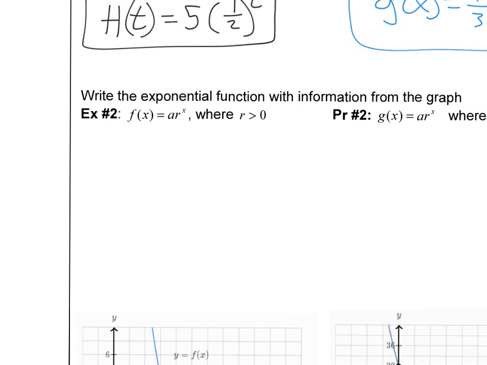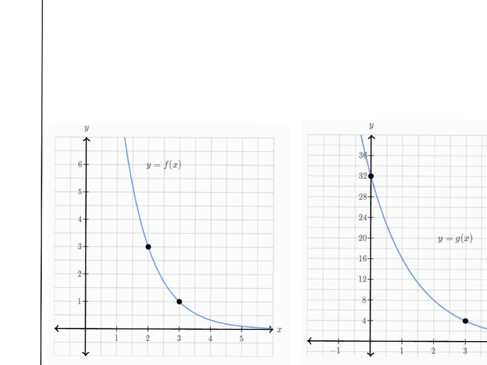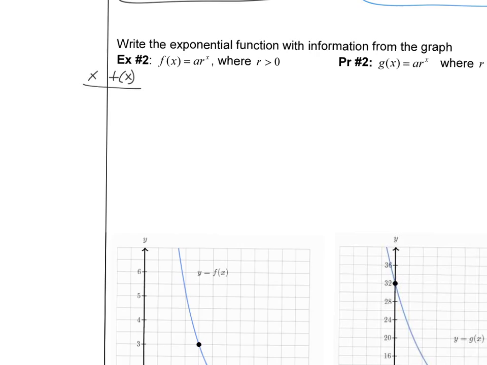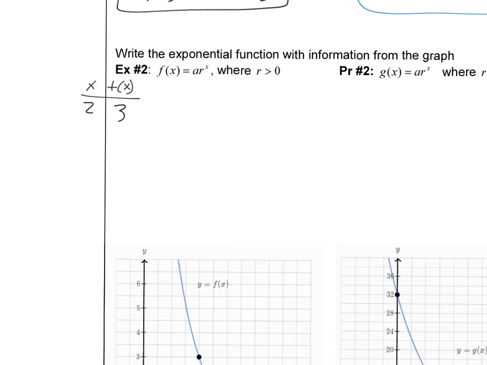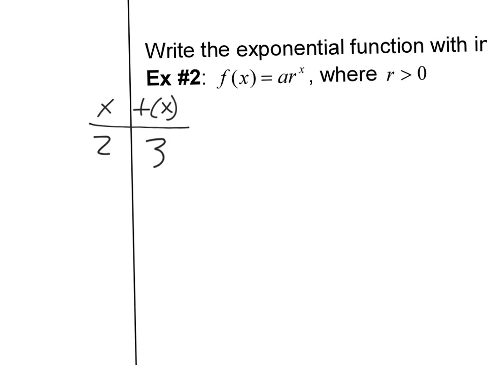I can make a t-chart out of what they give me, so I'm going to do that. So if I had x and f of x, I'm just using this border as my t-chart, I know two things. I know that when x is 2, because this is my x line, f of x, or y, is 3. So let's put that in my chart. 2 and 3. And then I also know that when x is 3, f of x is 1. The height is 1. So I put that in my chart. 3 and 1. Okay, this is important because I can plug these values into my equation and get two equations. Let me show you what I mean.